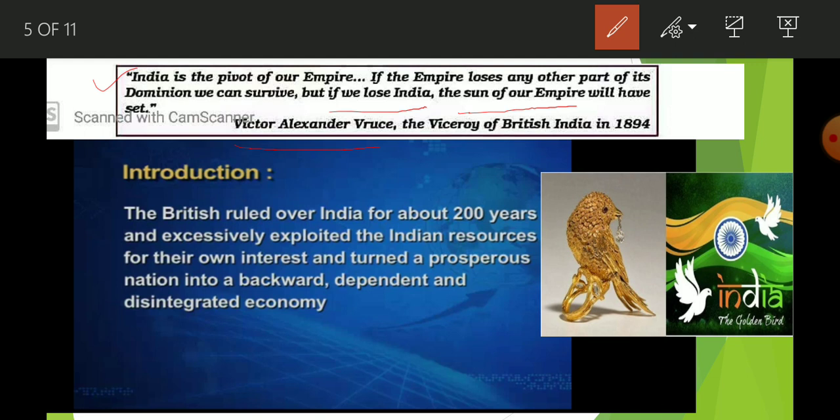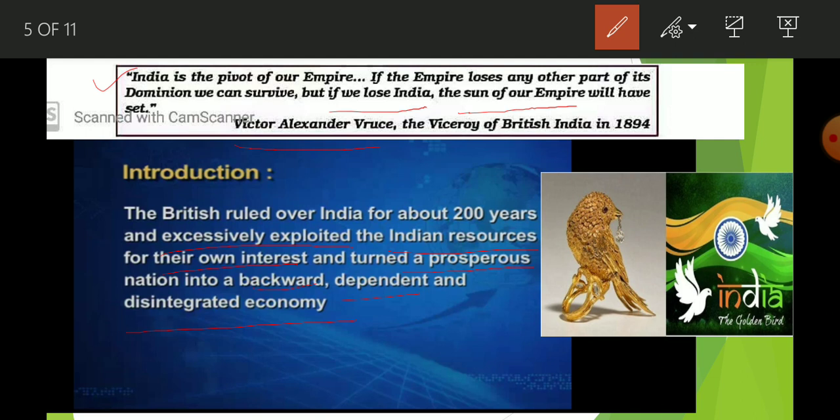The British ruled for about 200 years, and they did excessive exploitation. Because of that, India, which was known as a golden bird, turned into a backward and stagnated economy because of this excessive exploitation. What did they exploit? Indian resources. They used these resources for their own interest, meaning their own prosperity. In this way India became a backward, dependent and disintegrated economy.